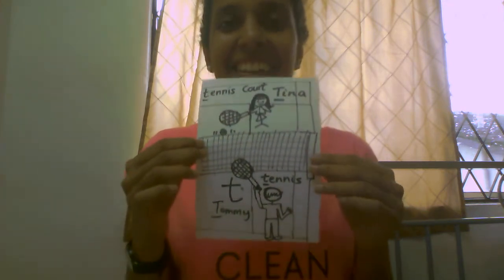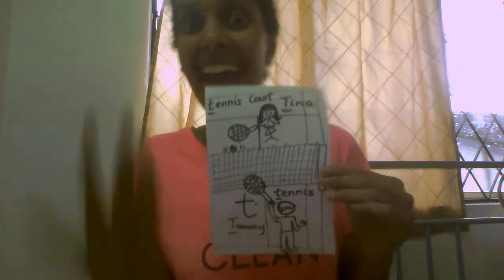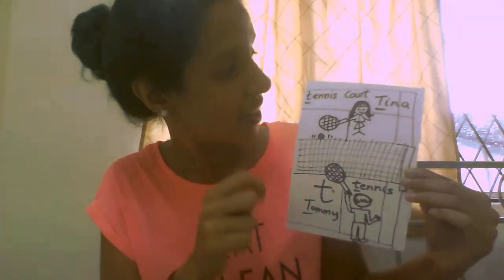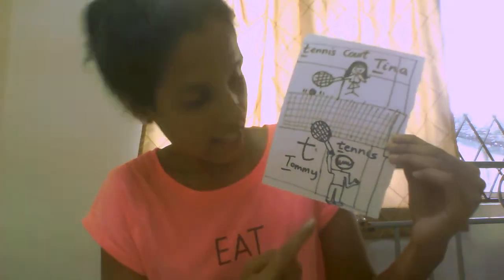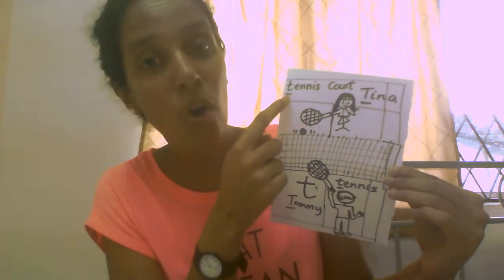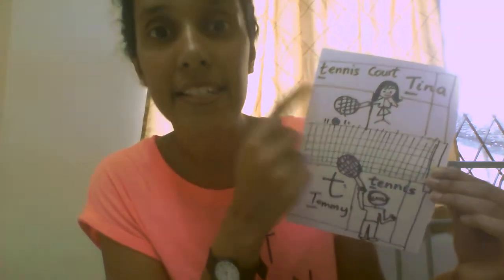I'm going to tell you one more story. And it is about a tennis game. So once upon a time, there were two children. One called Tina and the other called Tommy. T for Tina. T for Tommy. Tina and Tommy were playing tennis at a tennis court. That's the place where you play tennis. Tennis court begins with a T sound.